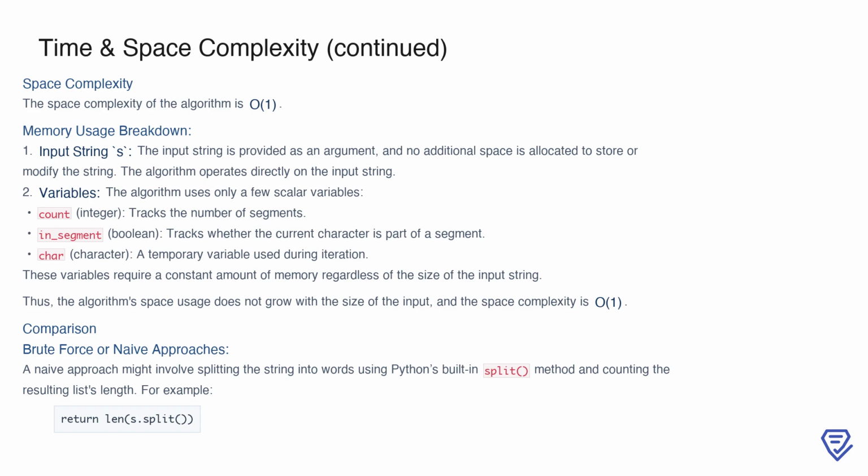If we compare this to a naive approach, such as using Python's split method, the difference becomes clear. The naive approach splits the string into a list of substrings and then counts their number. While this is simple to implement, it introduces significant overhead, as the split method creates new substrings and stores them in memory. This increases the space complexity beyond O(1).